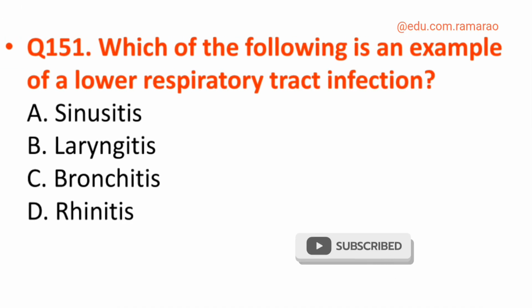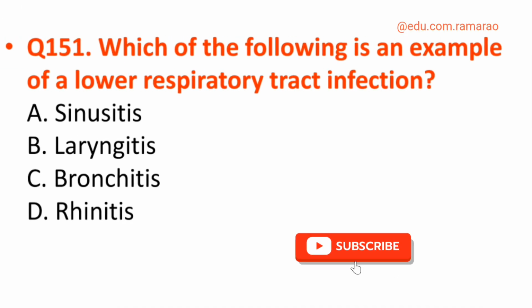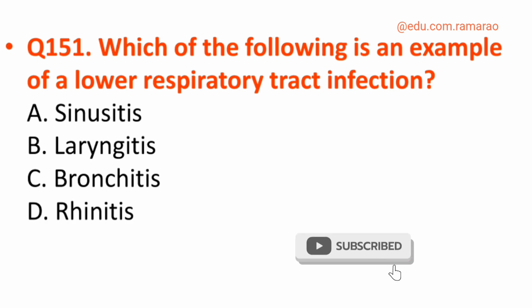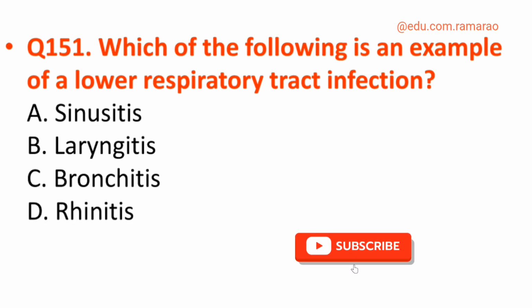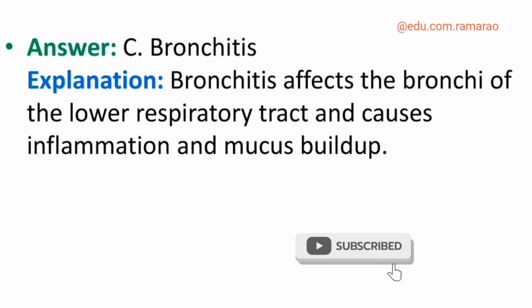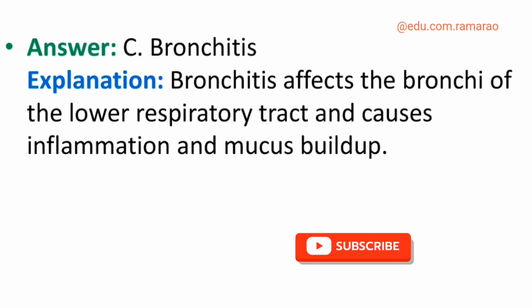Which of the following is an example of lower respiratory tract infection? Option A sinusitis, option B laryngitis, option C bronchitis, option D rhinitis. The correct answer is option C bronchitis. Bronchitis affects the bronchi of the lower respiratory tract and causes inflammation and mucus buildup.